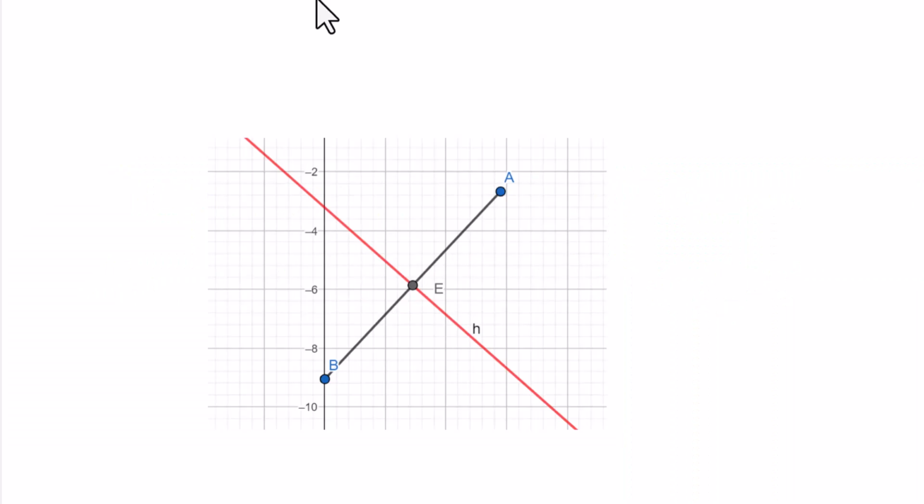This video is about finding the equation of a perpendicular bisector of a given segment. We are given the segment AB. We will try to find the equation of a perpendicular bisector of this segment AB. First of all, we need to find this E. E is a midpoint. Then we will draw a perpendicular line through this midpoint. This line H is the perpendicular bisector.